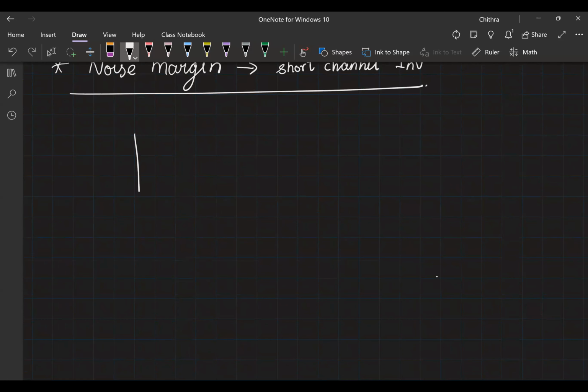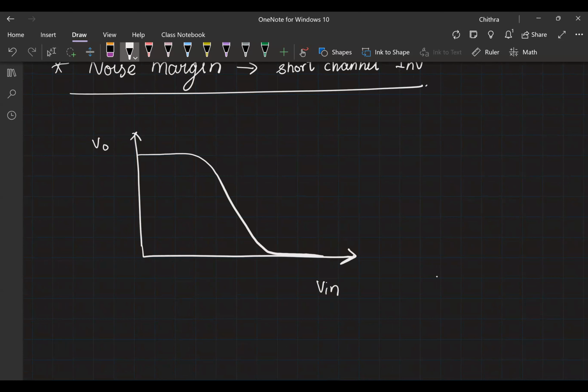Okay, so let me remind you what was VIH and VIL. In the V0 versus Vin curve, what is VIL? Where the gain becomes equal to -1. So the points where the gain is equal to -1 we mark on this curve. And this corresponds to, is this VIL or VIH? This is VIL and this is VIH, right?